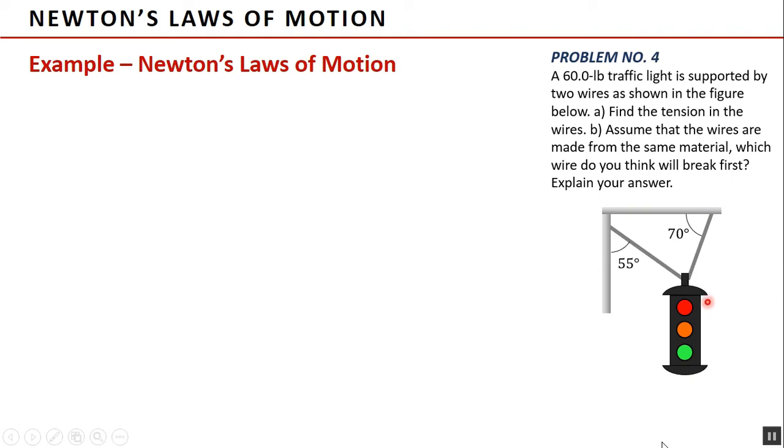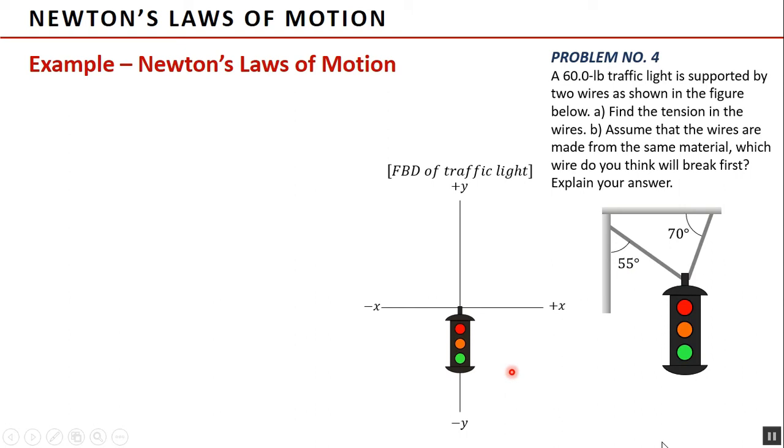Let us first understand the problem. There are three forces acting on the traffic light: its own weight, and two tensions in the wires, let's say T1 and T2. As you see, this wire is measured 70 degrees from horizontal, while this one is 55 degrees from vertical. Again, before we solve, let us translate this into a free body diagram.